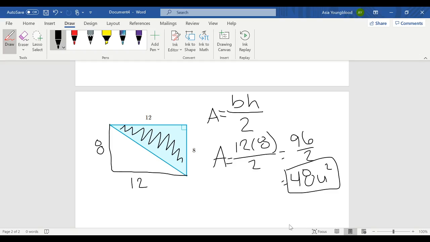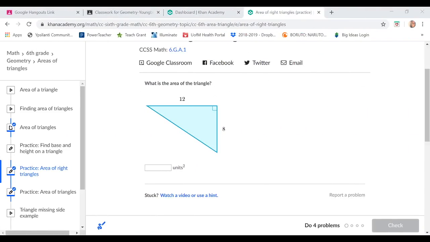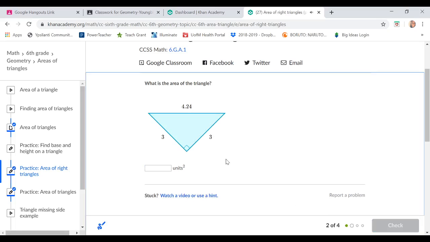All right, so our answer for that one should be 48 square units. Go back to the Khan Academy browser. 48 units squared, or square units. Nice, just 3 more. So now in this one, they tried to trip you up a little bit, so I am going to copy this example.